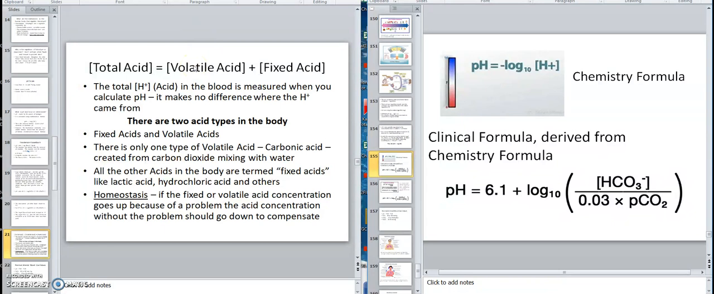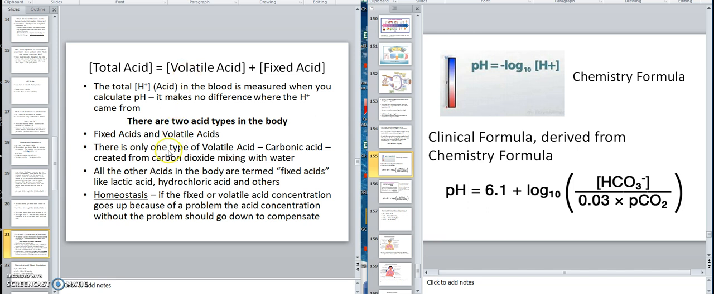Who makes carbonic acid? You see what I'm saying? Carbonic acid has to do with that lung aspect. So carbonic acid is more associated with the lungs. CO2.